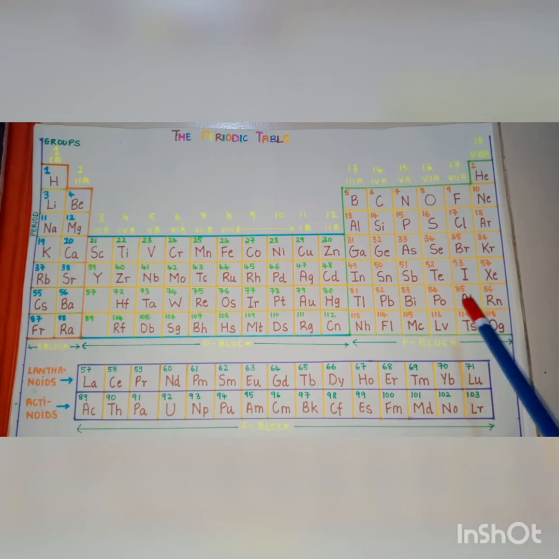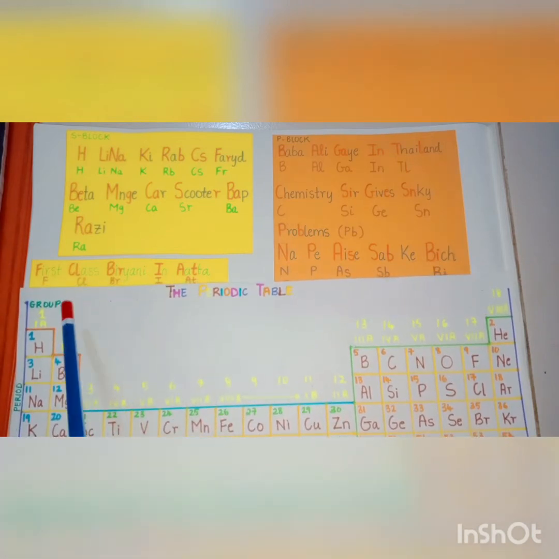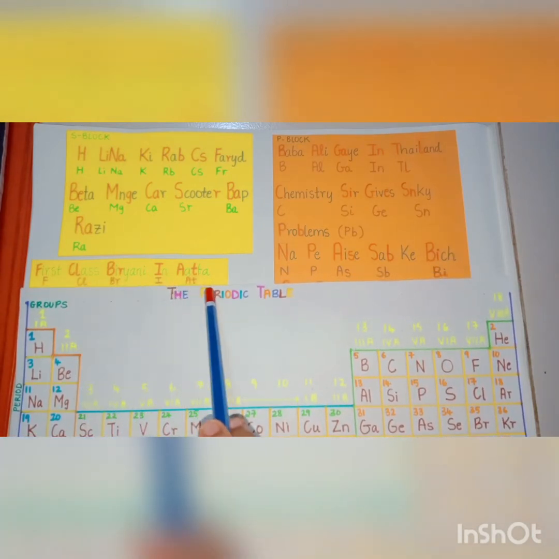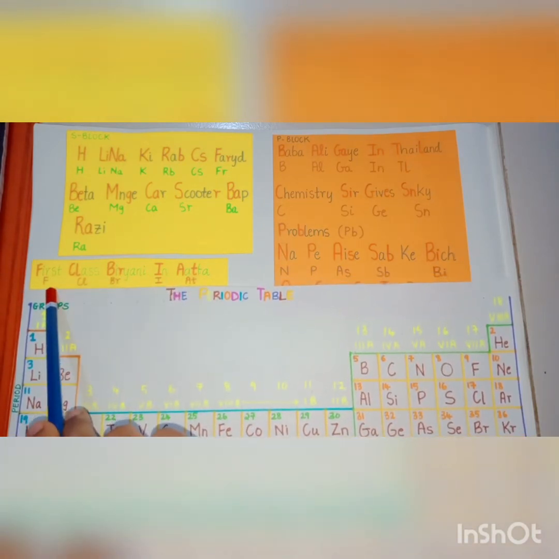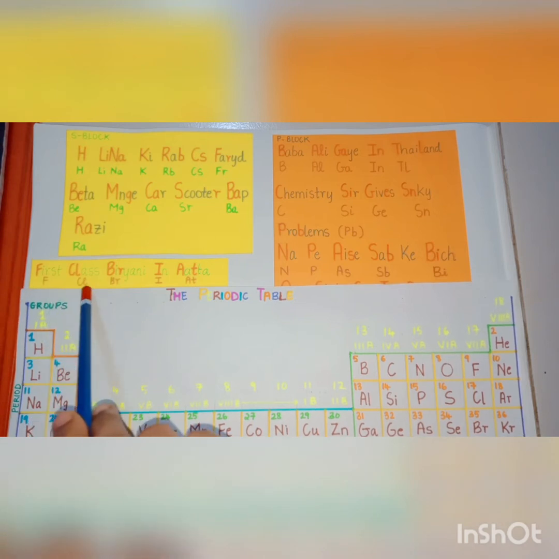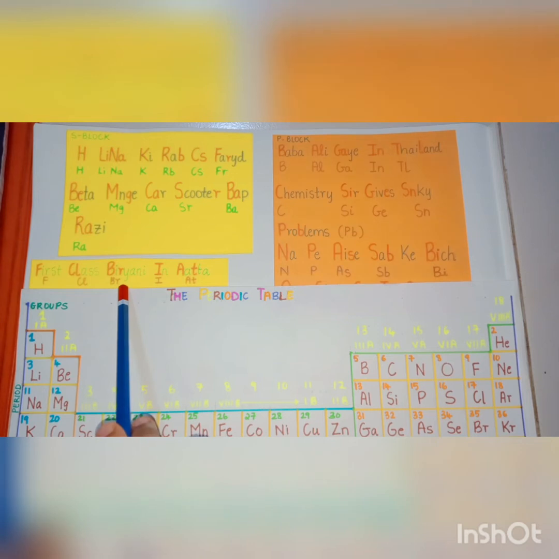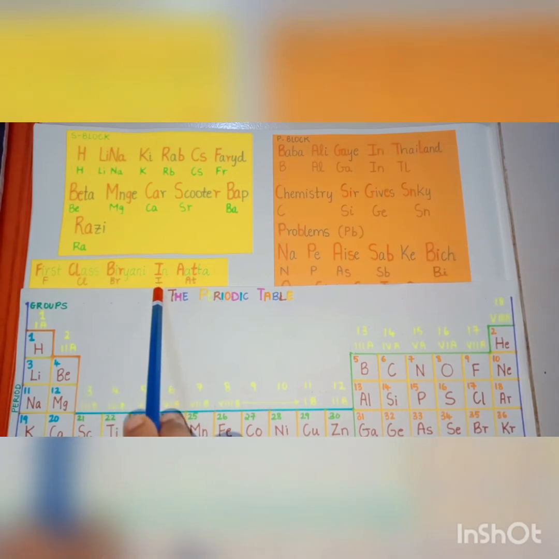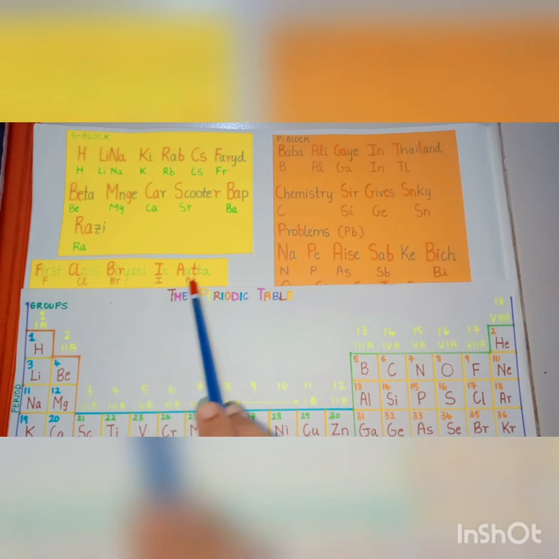So the trick for group 17 is "first class biryani in atta". F in first stands for fluorine, Cl in class stands for chlorine, Br in biryani stands for bromine, In stands for iodine, At in atta stands for astatine.